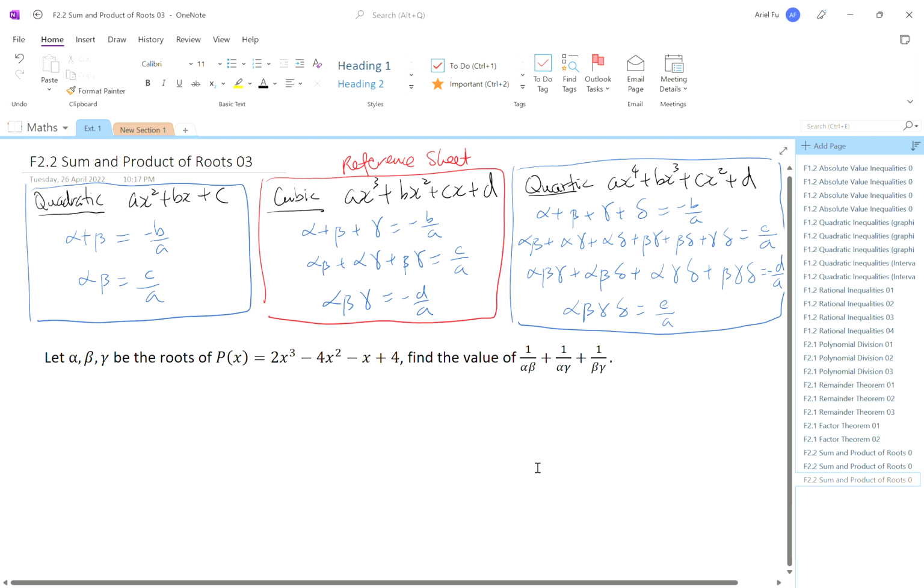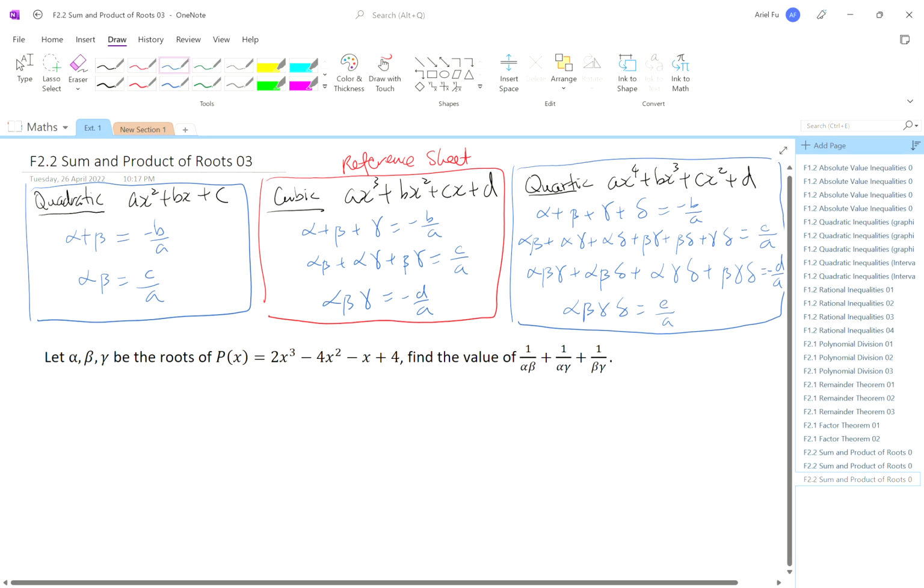Let's actually use this to solve one of the questions that you may encounter. For example, let alpha, beta, and gamma be the roots of a third-degree polynomial, and that's just a random polynomial. We want you to find the value of this thing. It looks a bit complicated, but I can see this is a cubic, so I'm looking at the red box over here. I've got alpha, beta, and gamma, and I need this. So in other words, this end point is my starting point.